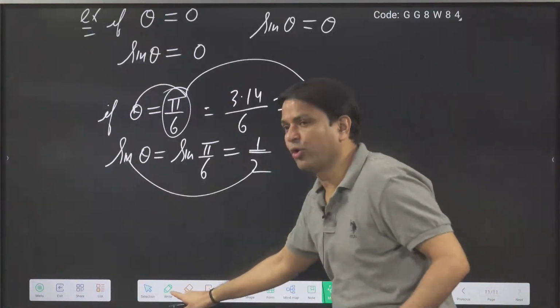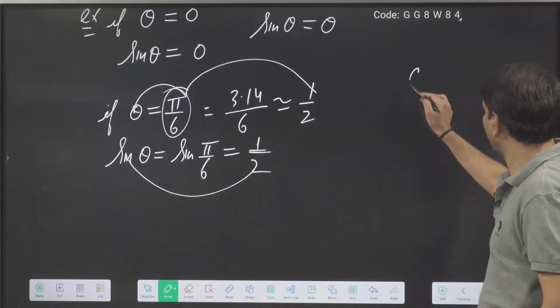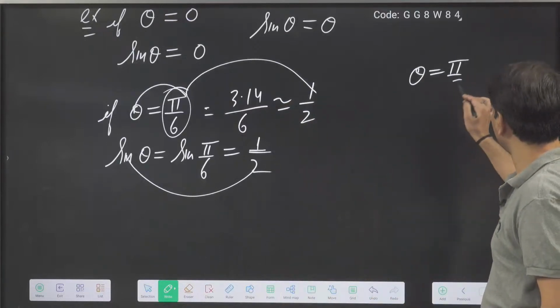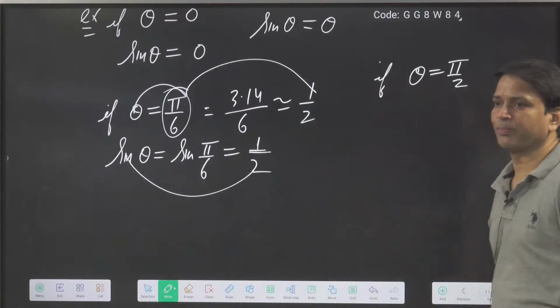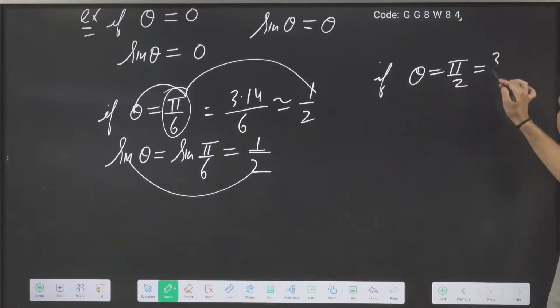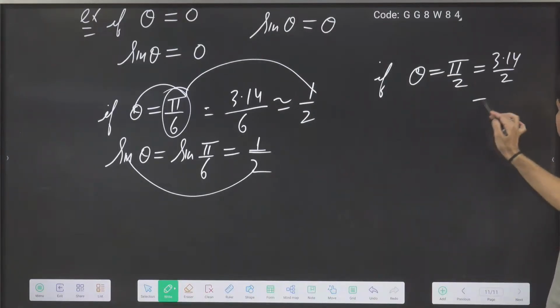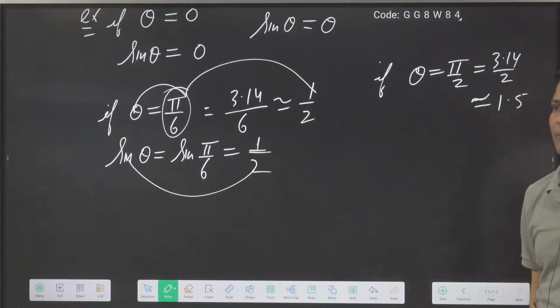Okay. I am going to a little larger angle. Suppose I am taking theta is equal to pi by 2. Then pi by 2 means 3.14 by 2. Approximately we are getting 1.5.